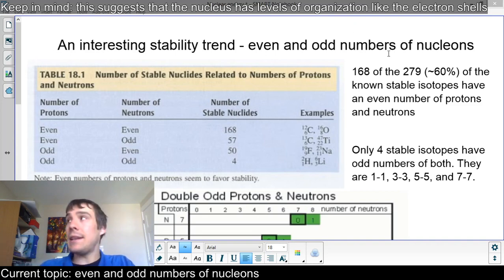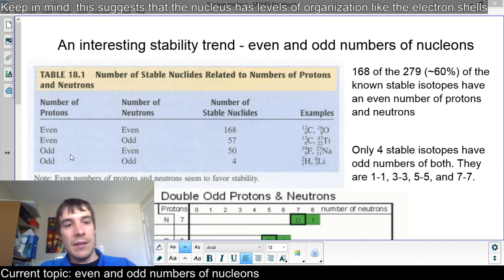Well, it turns out that an even number of protons or an even number of neutrons is more stable than an odd number of protons or an odd number of neutrons in a nucleus. And here's the proof: when we look at our stable nuclides, our stable isotopes, we see that when there's an even number of both protons and neutrons, even protons, even neutrons, there's 168 of those. And if it's an even number of protons and an odd number of neutrons, or an odd number of protons and an even number of neutrons, it's about the same. So it doesn't seem like one or the other is preferred.